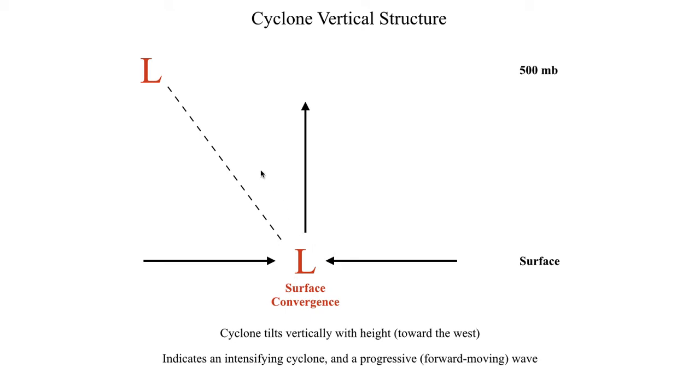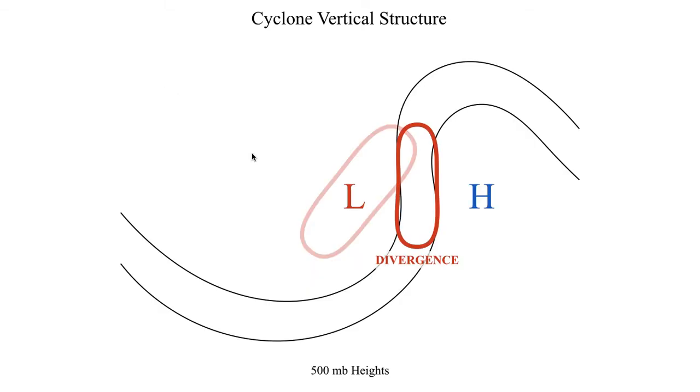So the center of the cyclone tilts west, and that's represented by this dashed line here. And typically, when you've got a cyclone that looks like this, it's in the process of intensifying or nearing peak intensity. This also tends to mean that you've got a progressive wave pattern, so a trough ridge system that is moving to the east at some respectable speed. And this is in contrast to a vertically stacked cyclone, which is what we're going to look at now.